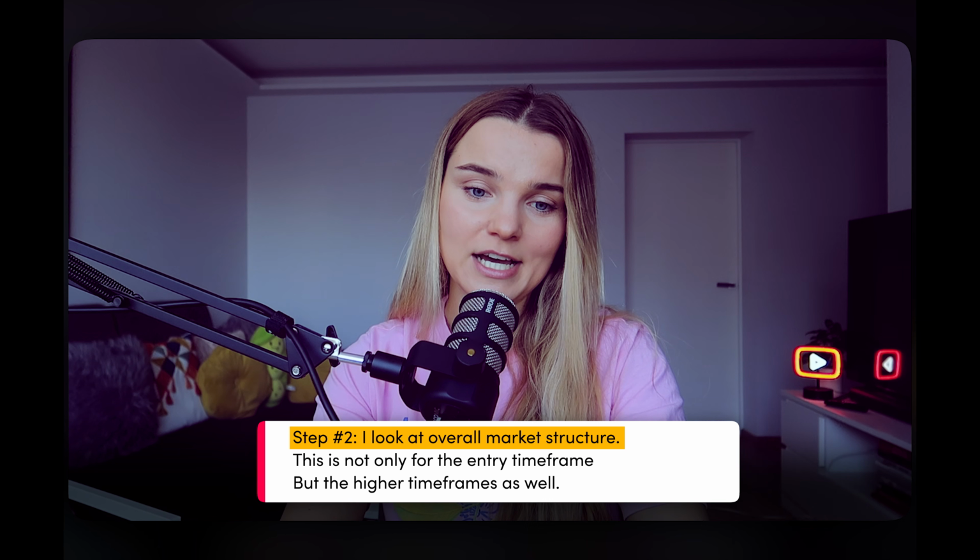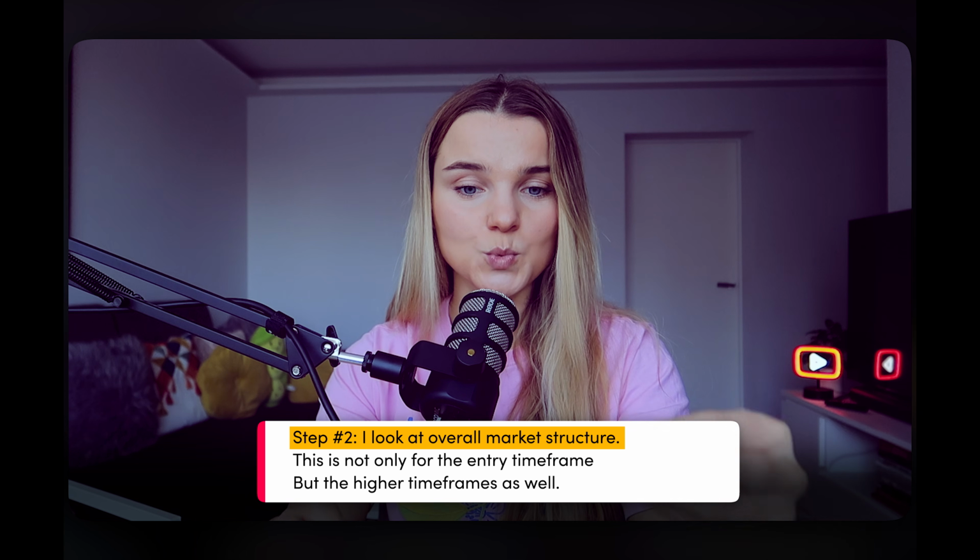and this is not only for the entry time frame but the higher time frames as well, which means, is the market forming higher highs and higher lows, or lower highs and lower lows? And that's usually enough for me to know whether the Forex market is trending up, trending down, or just simply reversing. So once I know the market direction and I have marked my high probability zones, that's when my two trading indicators come in handy.